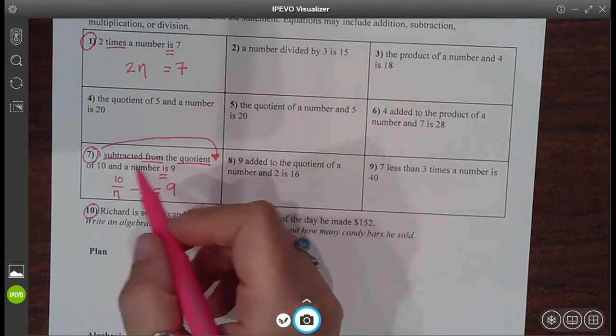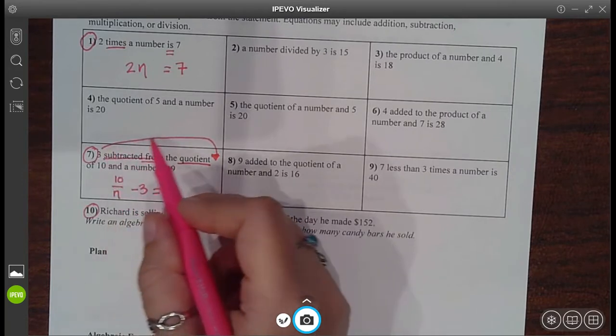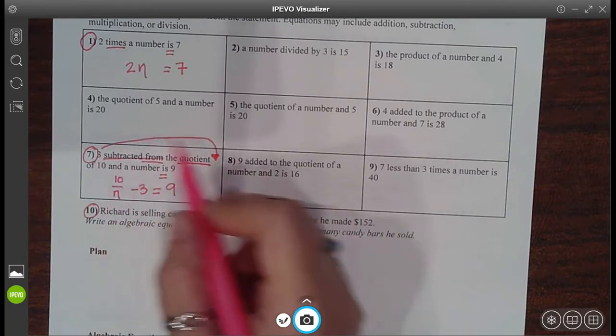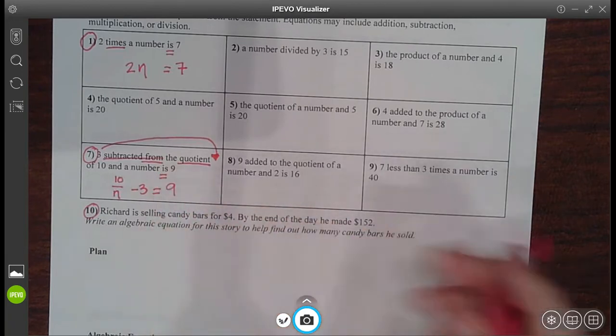And again, it's helpful if you see the word from or than, I like to draw an arrow to remind myself to move it to the back. And then I underline the word is twice.